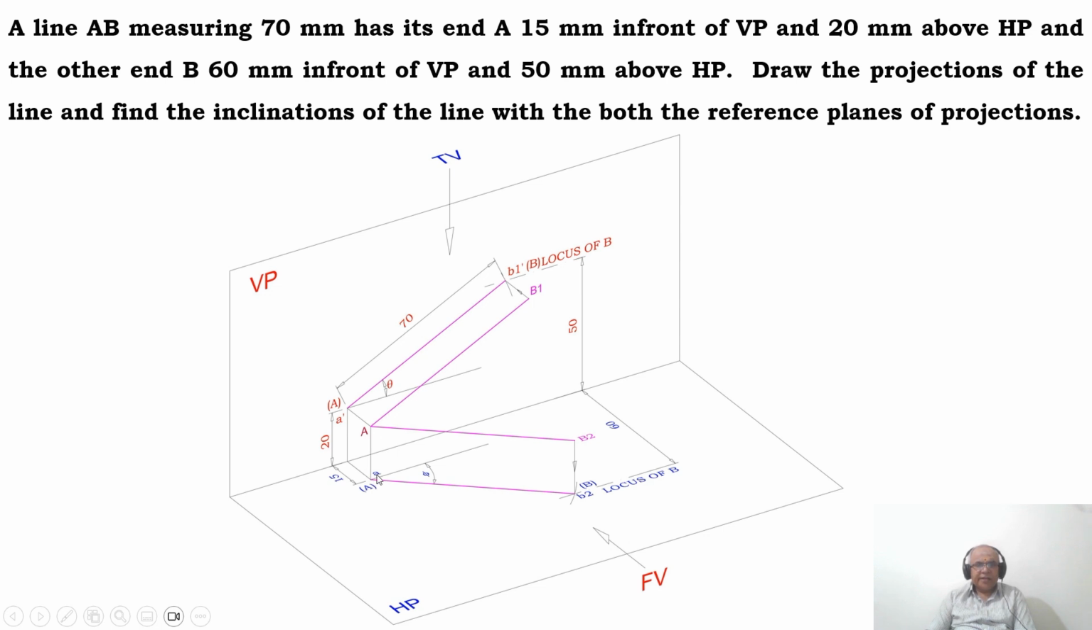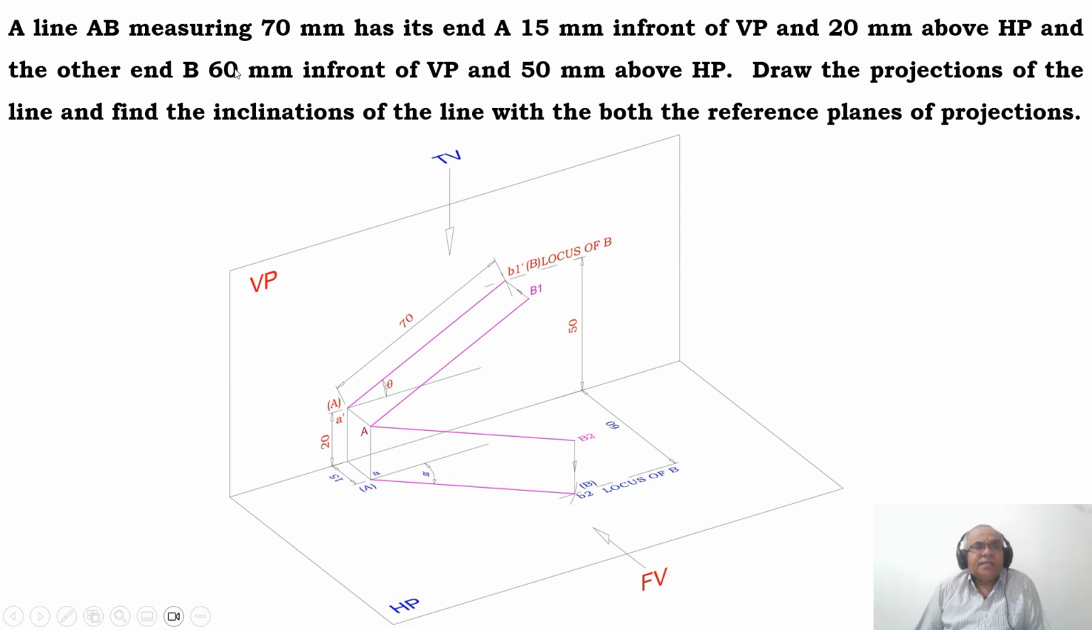So you have got small a here, which is 15 mm in front of VP and 20 mm above HP. Where exactly can you see the 20 mm above HP? I can see the distance in the vertical plane. You can see that this distance is above HP. So if you look from the front view, that image is going to fall on the VP. So you have a dash and you have a, and you have capital A here also.